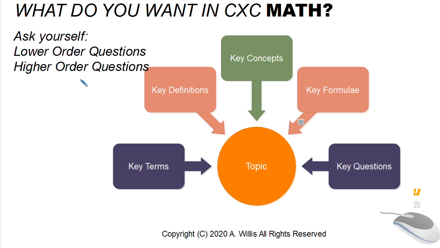Then you need to ask yourself questions. Write out a list of 4 or 5 questions related to that particular topic. It's algebra. A lower order question is something like, what is a term in a mathematical expression? Or what are the operations in algebra? The operations are multiplication, division, subtraction, and addition. Then you need to go on to higher order questions.